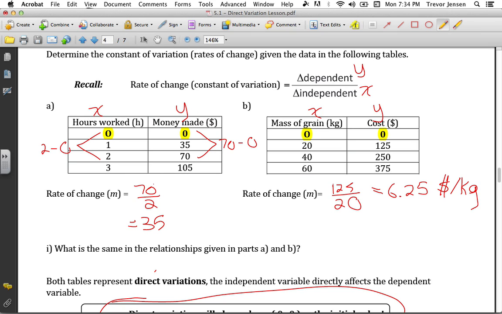And if it is a true direct variation relationship, it doesn't matter which two data points you choose, you'll always get the exact same constant of variation. That's why it's called a constant of variation, because it's a constant rate of change.